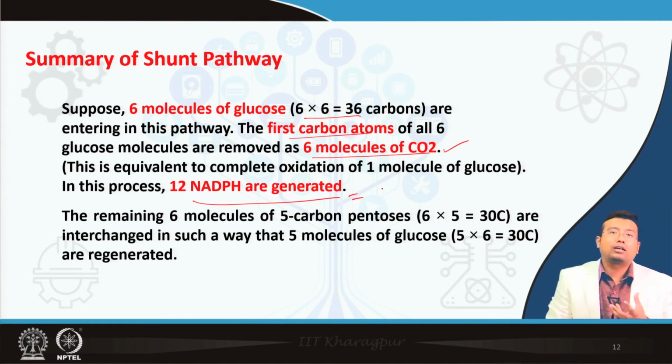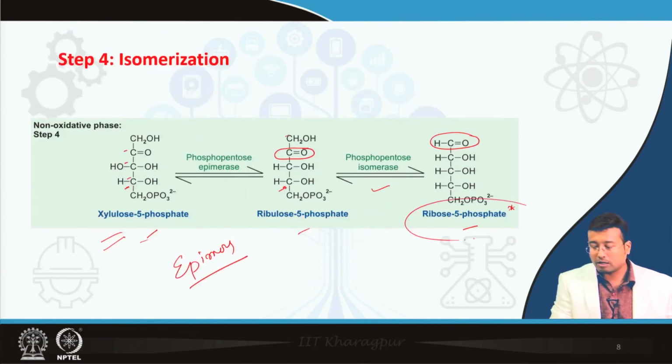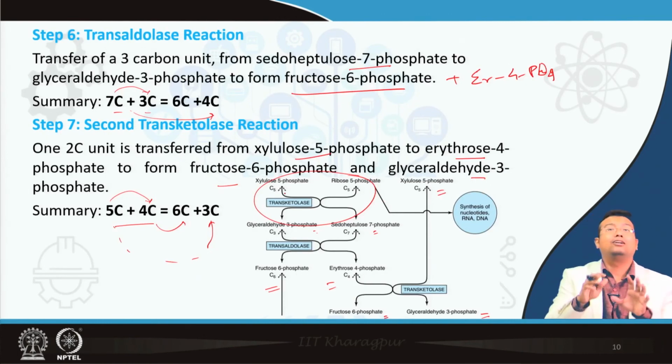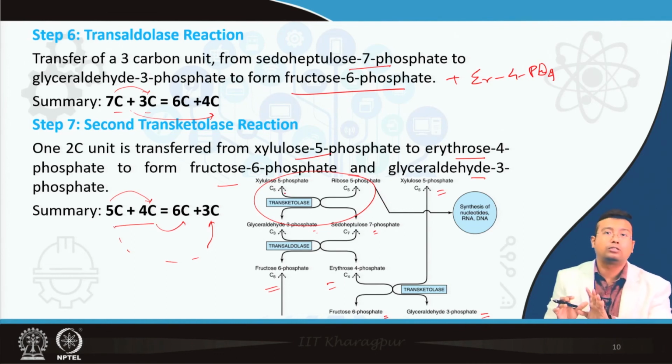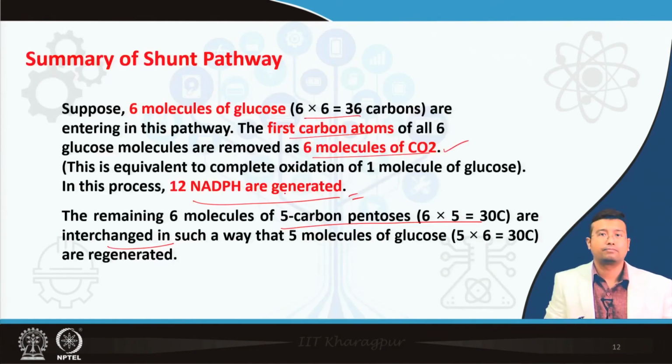And how many pentoses are produced? It is very easy arithmetic. If you subtract the total amount, the 5 carbon pentoses are interchanged in such a way. So mind it, pentoses are produced in between, okay. Here pentoses are produced, they are useful in synthesis of DNA and RNA, but pentoses are not the end product. The reaction does not end after a pentose is produced. It has to proceed in such a way so that again glucose 6-phosphate is regenerated, right.